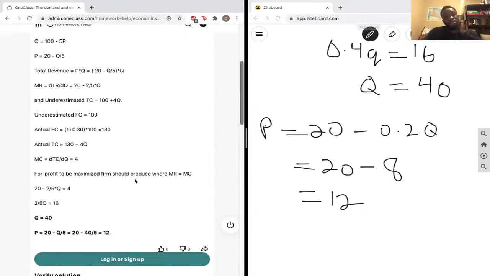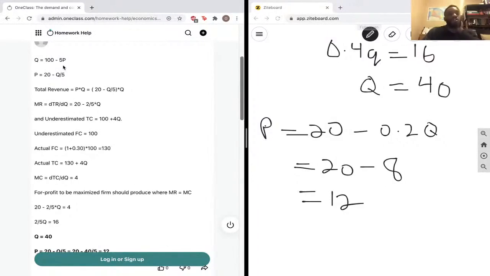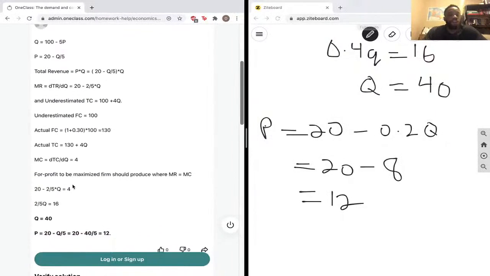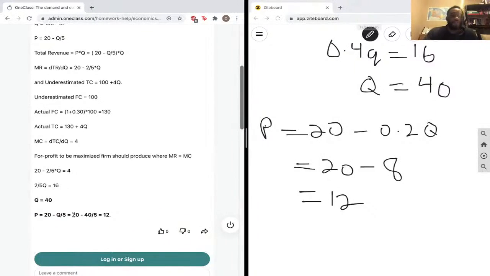And let's see if our tutor agrees here. So they go through the process of getting the inverse demand, which is 20 minus Q over 5, which is also 20 minus 0.2 Q. Total revenue function is P multiplied by Q. You found the marginal revenue as 20 minus 2 over 5 Q, which is also the same as 20 minus 0.4 Q. Like we said, fixed cost was understated. So the actual fixed cost was 1 plus 0.3 multiplied by 100, which gave us 130, which meant our actual total cost curve was 130 plus 4Q, and the marginal cost is just the derivative, which is 4. Marginal revenue equals marginal cost. We got Q as 40 and P is 12, so this is correct.